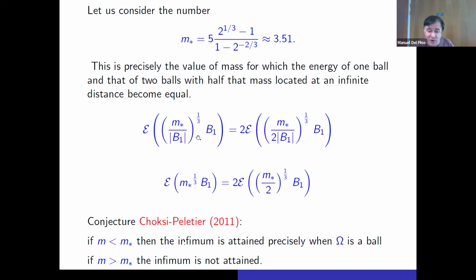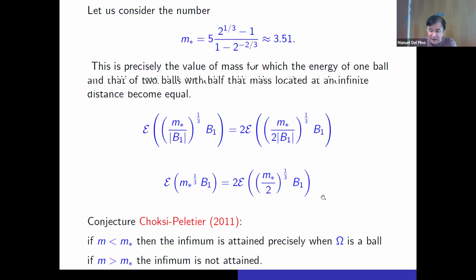This is the ball with volume M star. This is what is here. So the energy of a ball with volume M star is equal to 2 times the energy of this thing, when you consider the centers going to infinity, from one ball to the other. So look at what we get. What we get then is precisely this relation here.